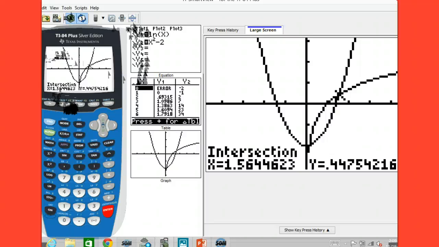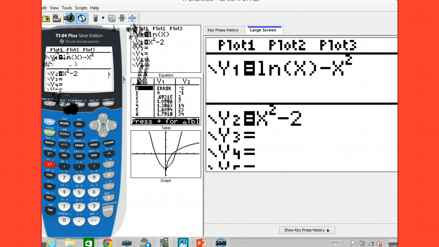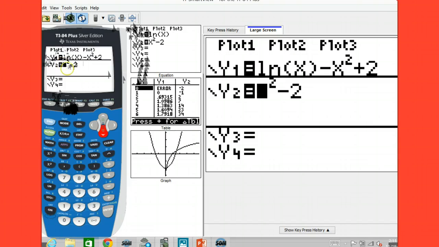Okay. The other way that we did this before was instead of putting the left-hand side in y1 and the right-hand side in y2, we put the whole equation over on one side set equal to 0. So if I move that whole thing over to one side set equal to 0, we would have ln x minus x squared plus 2. And let me turn this other guy off since we don't need him anymore.